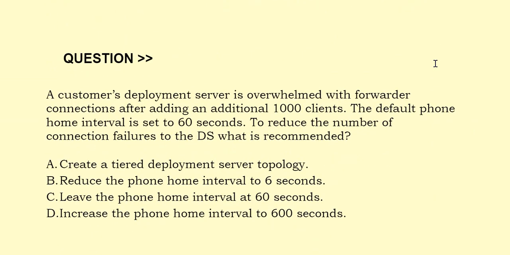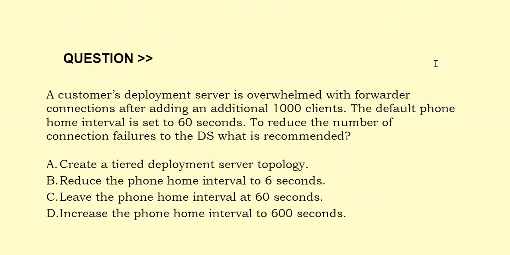Moving towards the next question. A customer's deployment server is overwhelmed with forwarder connections after adding an additional 1000 clients. The default phone home interval is set to 60 seconds. To reduce the number of connection failures, what is recommended?